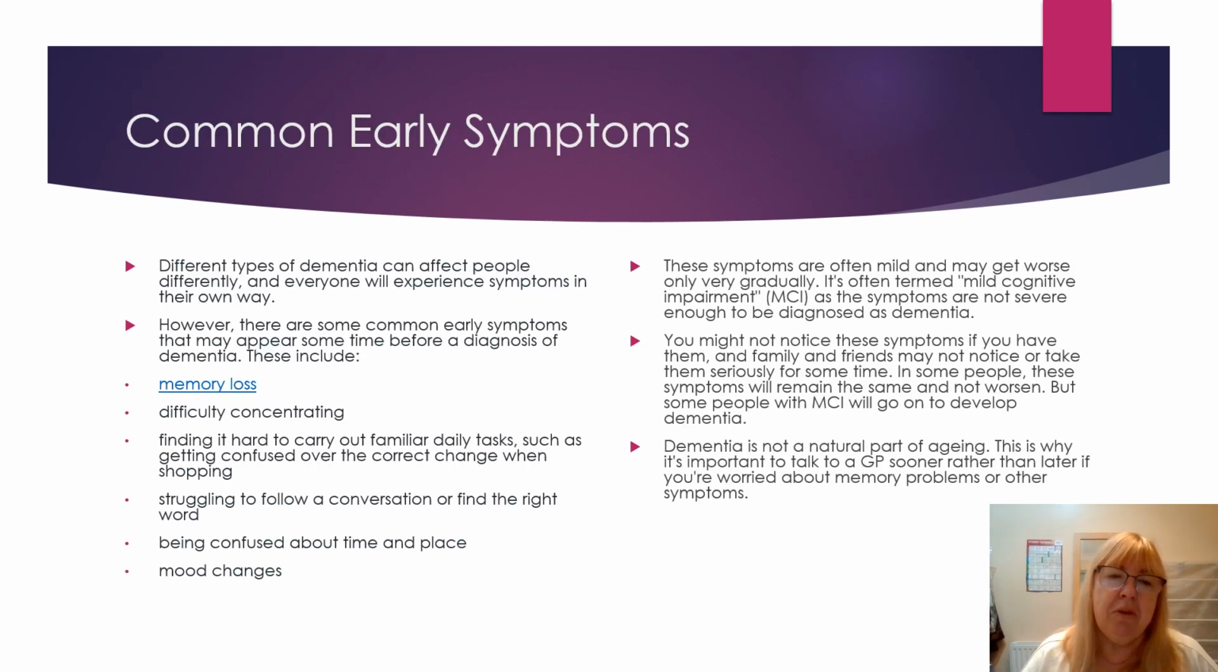Okay, so there are some common early symptoms which can work for any types of dementia. As we know, there are different types of dementia and they can affect you differently. But some of these common early symptoms could relate to any of the dementias. And one of the first things that really comes up is things like memory loss. Okay. Difficulty concentrating, particularly in an area where you were able to concentrate before.